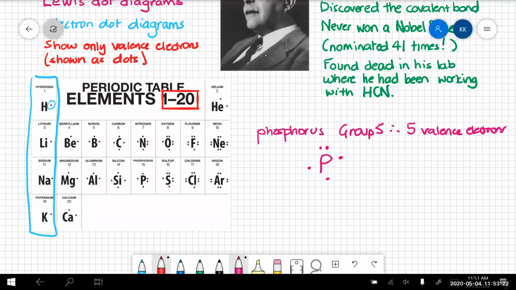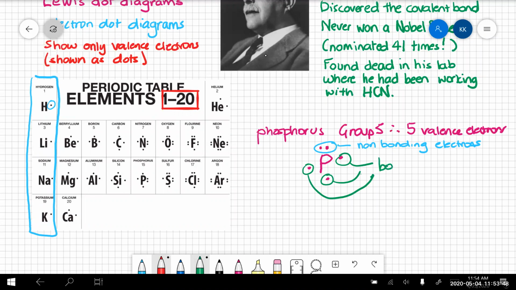When you've got the Lewis diagram shown, some of the electrons will be in pairs, and they're called non-bonding electrons. Whereas the ones that are not paired up are called the bonding electrons.